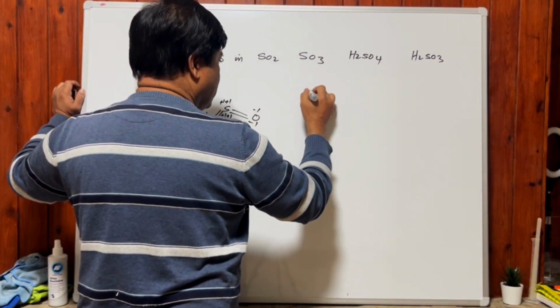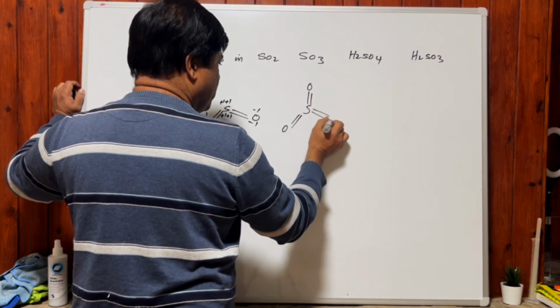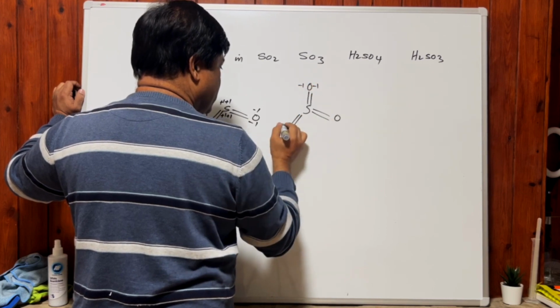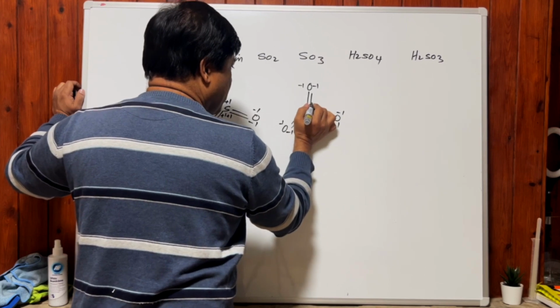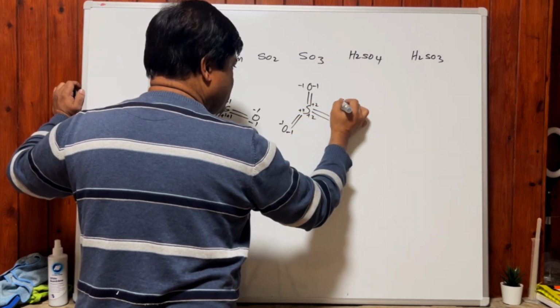SO3, double bond O, double bond O, double bond O. So -1, -1, -1, -1, -1, -1, +2, +2, +2. That gives +6.